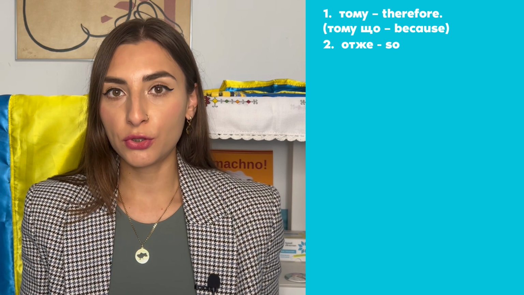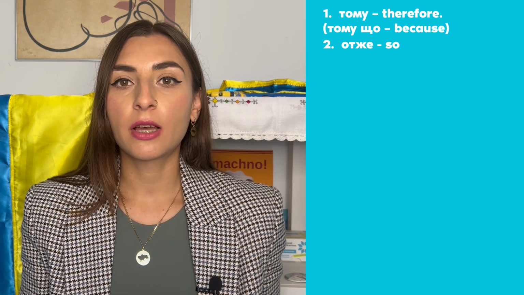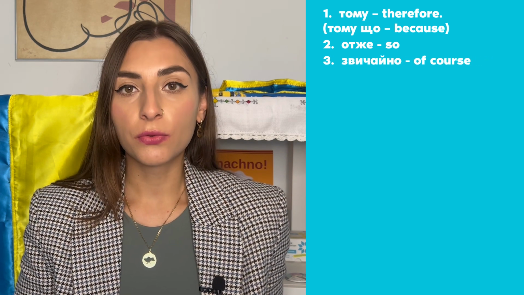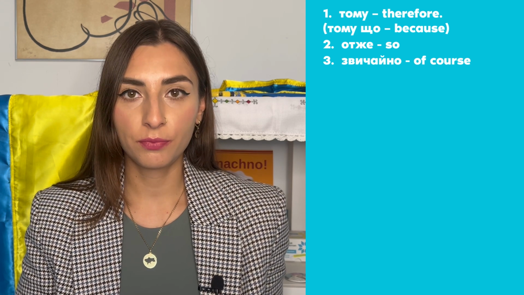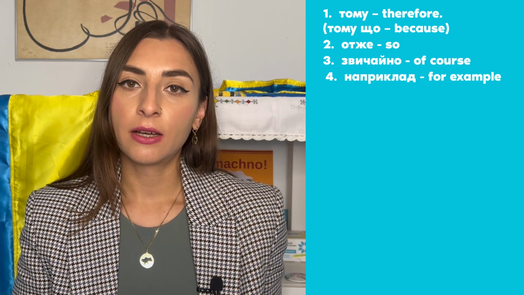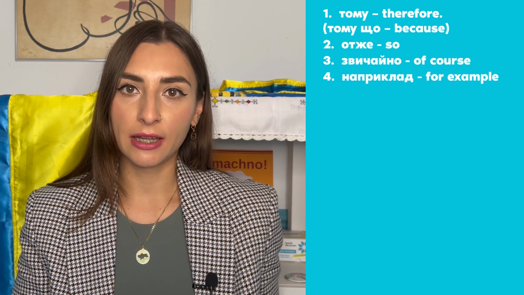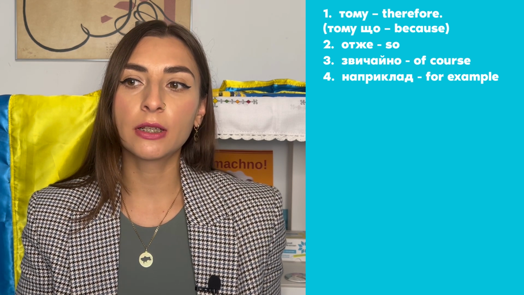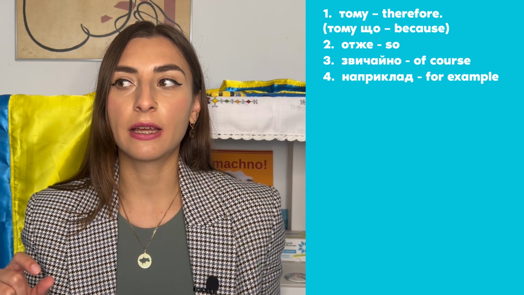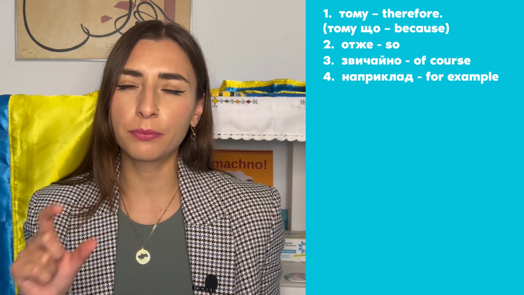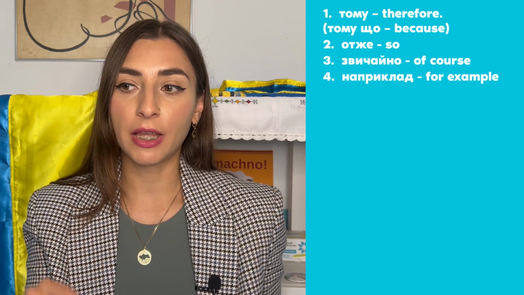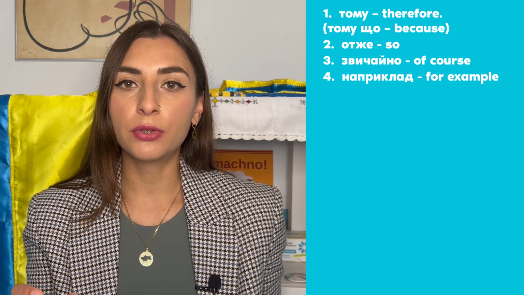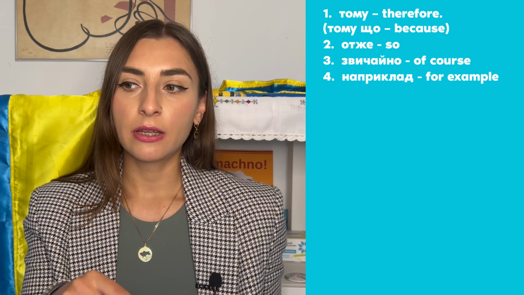Так, then, отже, it means so. Отже. Звичайно, of course. Звичайно. Наприклад, for example. Наприклад. And also one very important thing: when you use the linking words in front of the sentence, in the middle of it, or no, at the end, we don't use it. We can put it at the beginning sometimes, for example, наприклад, так? Or when you put it in the middle, then you put a comma in front of it and after it.